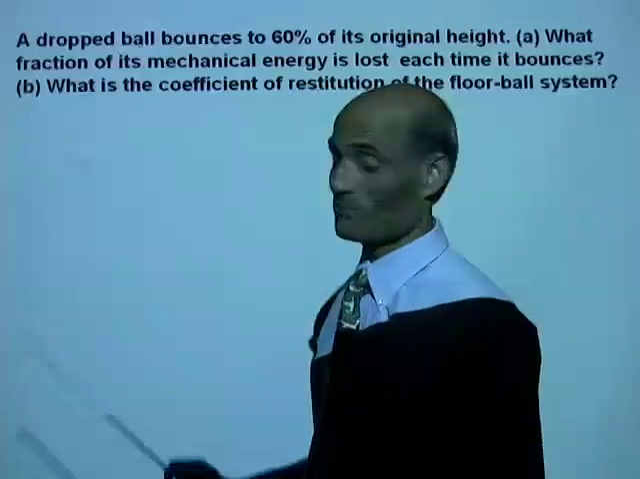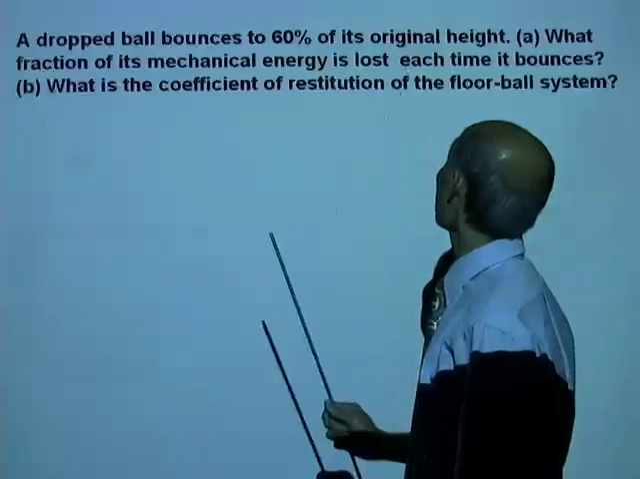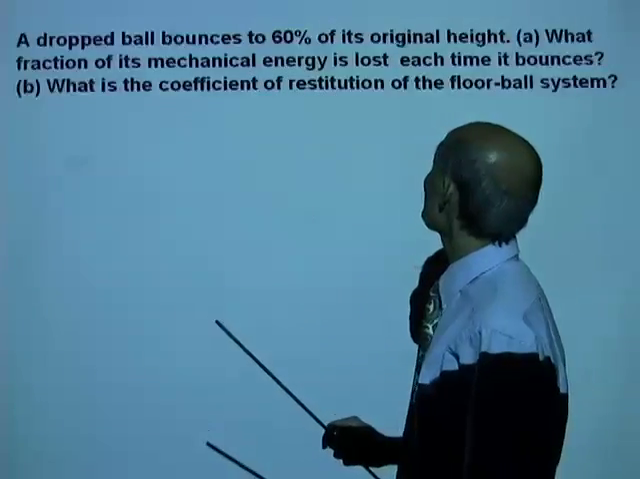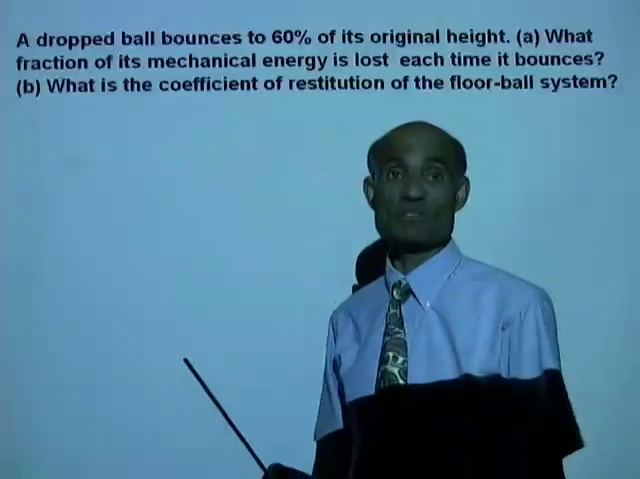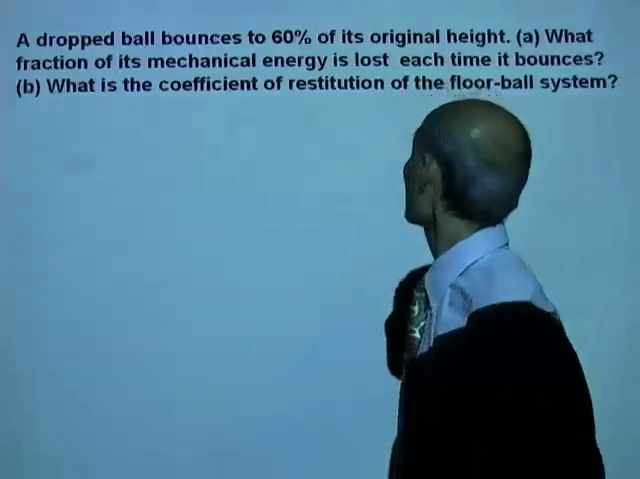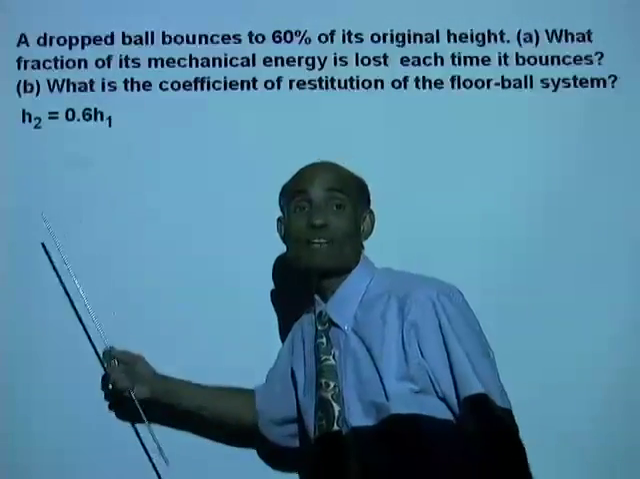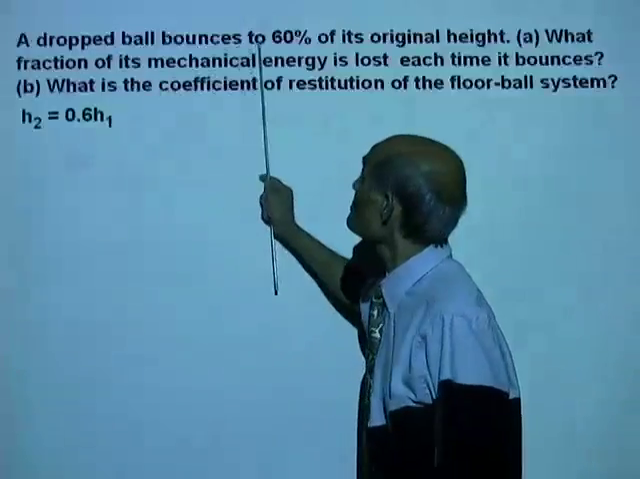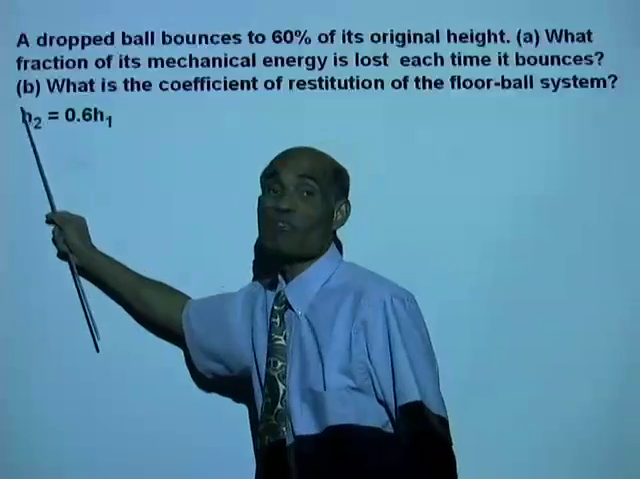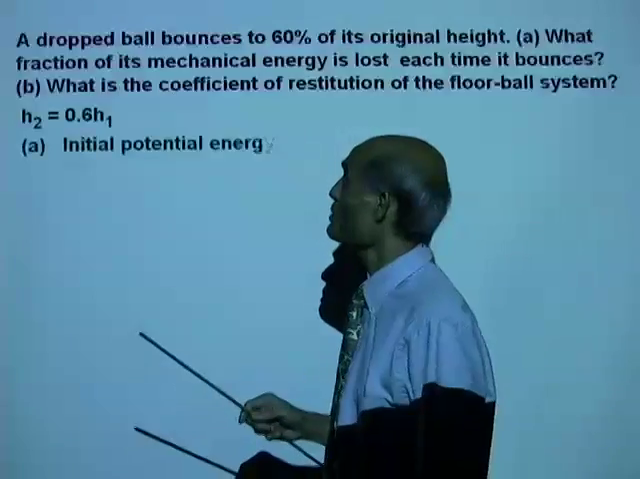We will now do this problem. A dropped ball bounces to 60% of its original height. What fraction of its mechanical energy is lost each time it bounces? What is the coefficient of restitution of the floor-ball system? Well, h2 equals 0.6 h1. That is what this means. It rebounds to 60% of the original height. The height of rebound is 60% of the original height.